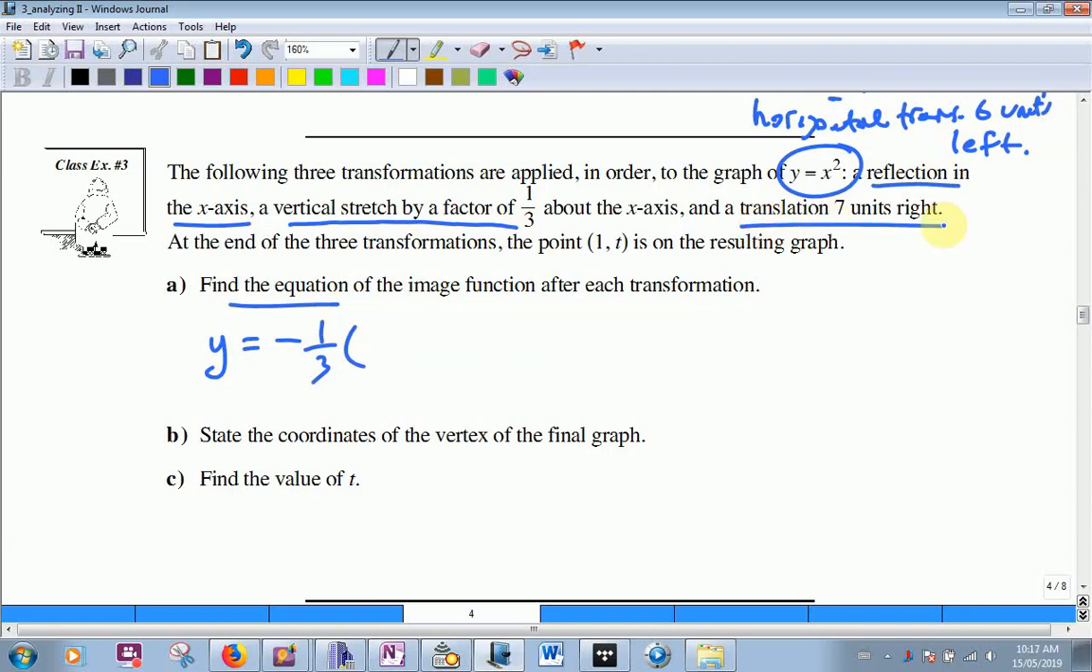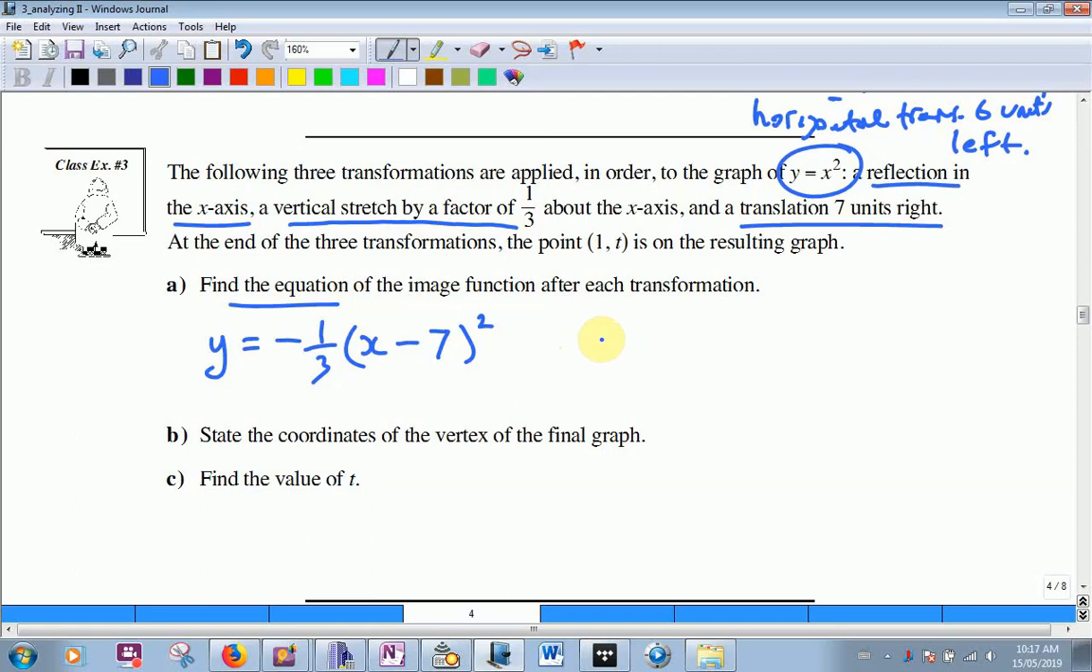And then I've got 7 units right. Where do I put that? In the brackets or at the end? In the brackets. Plus or minus 7? 7 units right, plus or minus 7? Minus 7. And then they don't say anything about up or down, so if you like, q is 0. But you don't have to write that. Same thing, okay?